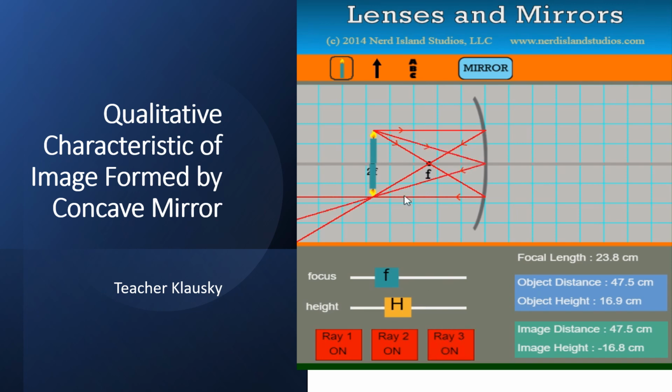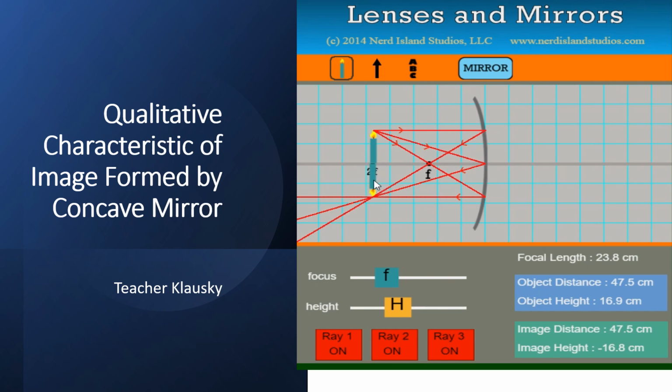Now the third ray, again, light is coming from the flame of the candle. It hits the center of the mirror, or the vertex, and then it will be reflected again after it hits the surface of the mirror. So as you can see, the three rays intersect. There will be a meeting of the three rays, and the meeting of the three rays will be the location of the image. So we have here the image formed.